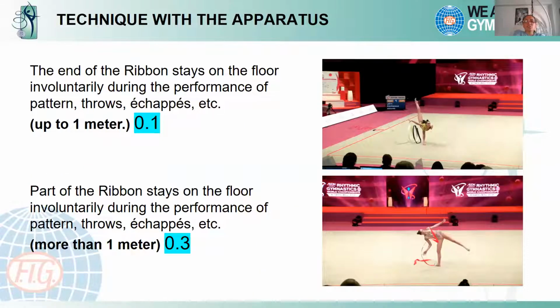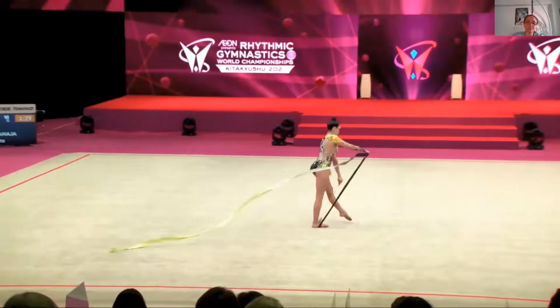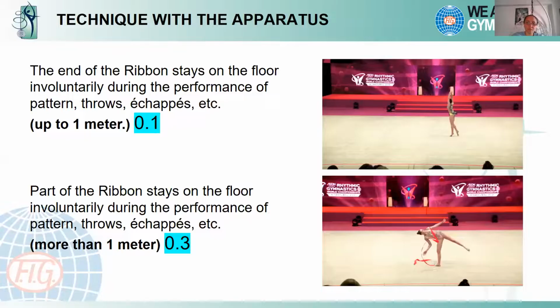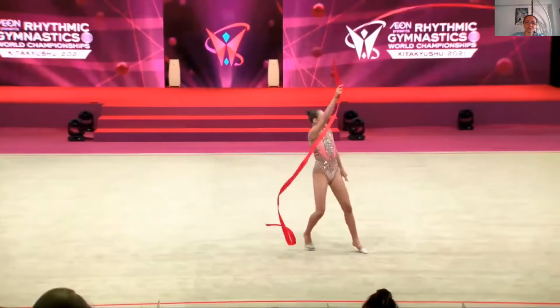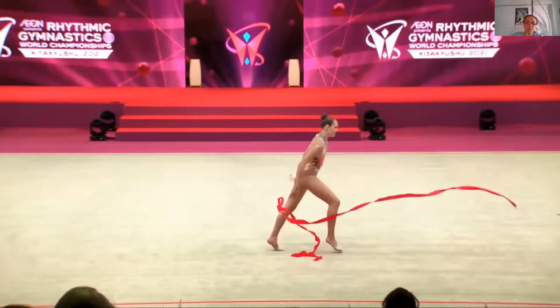The end of the ribbon stays on the floor involuntarily during the performance of patterns, throws, échappée, etc. Up to 1 meter is 0.1. So this is up to 1 meter, 0.1. When part of the ribbon stays on the floor involuntarily during the performance, more than 1 meter is 0.3. This is mainly 0.3.